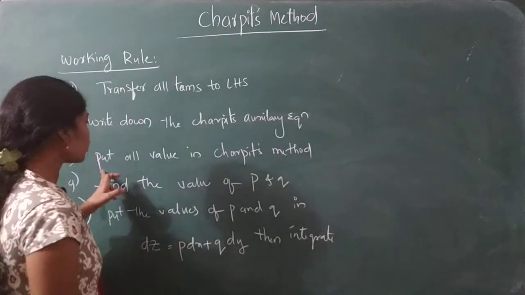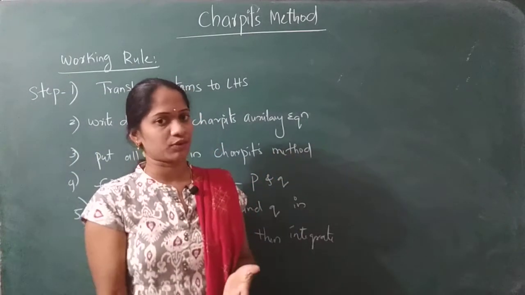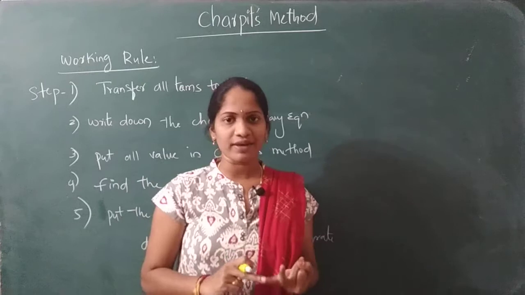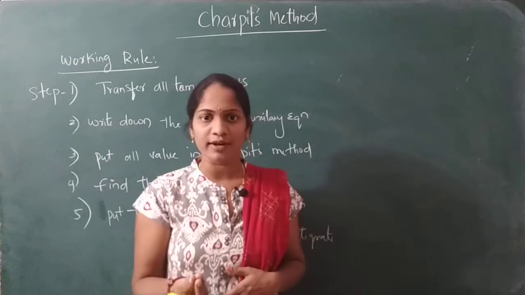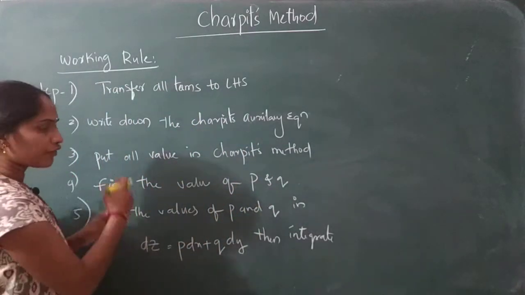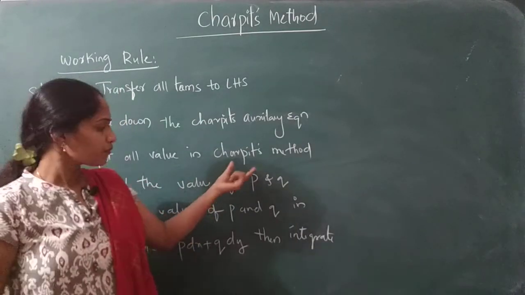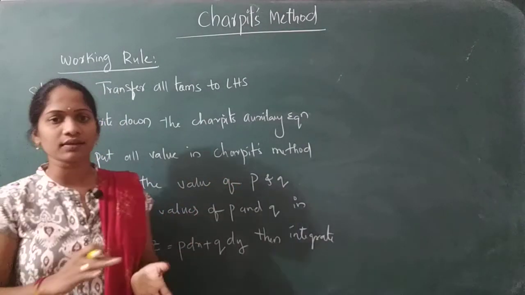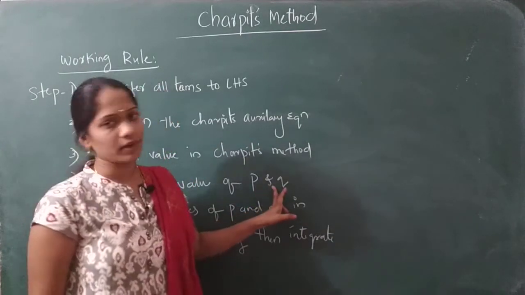Then put all the values in Charpit's method. What are the values? You have to find fx, fy, fz, fp and fq. After finding all these values, you have to put them in the Charpit's equation. Then after substituting the derivatives, by using that auxiliary equation, you have to find the p comma q values.